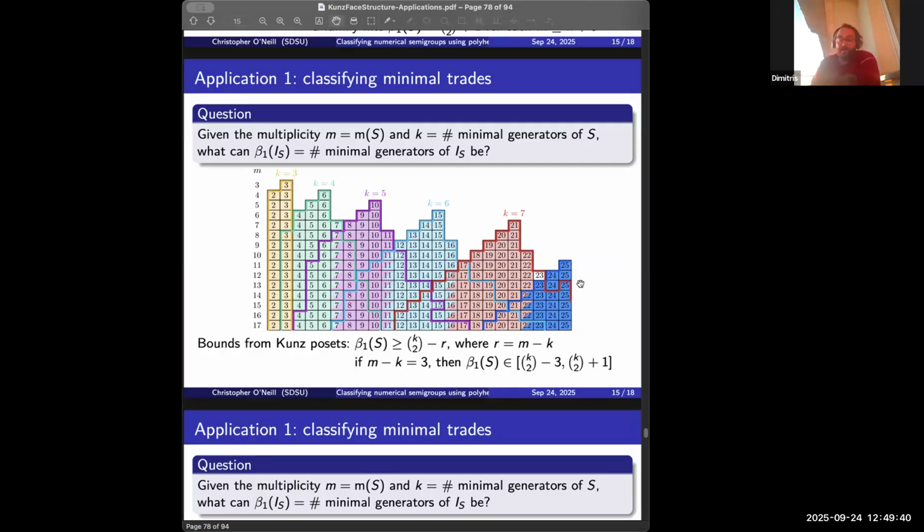Okay, thanks. Yeah, very interesting pattern here. Still not fully understood.